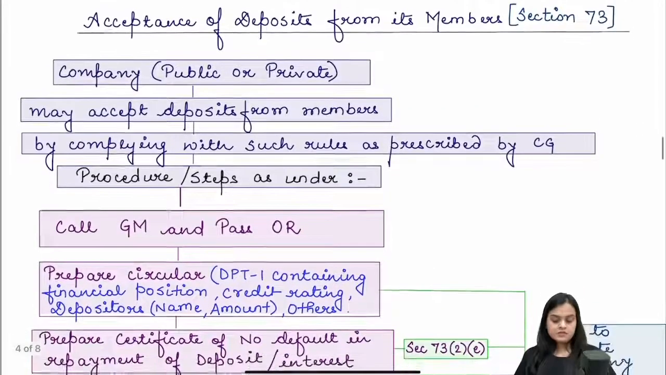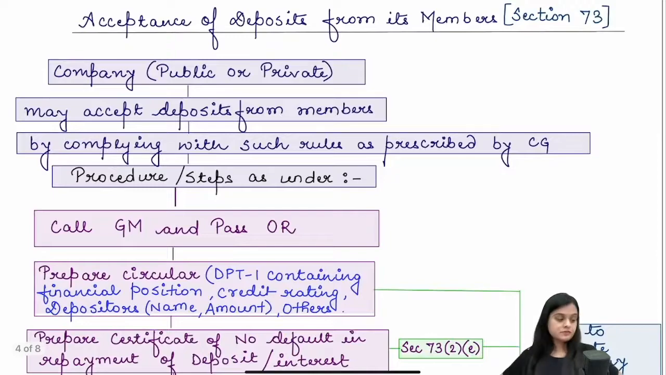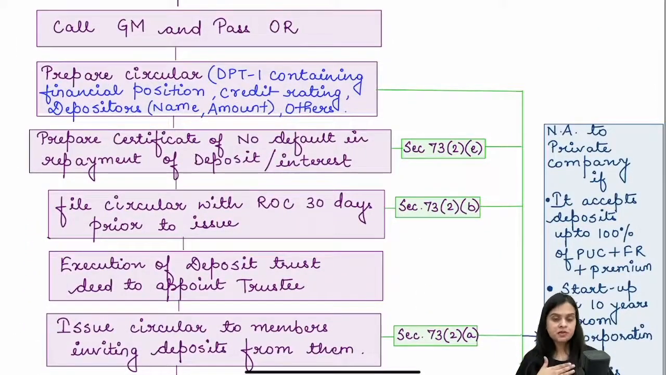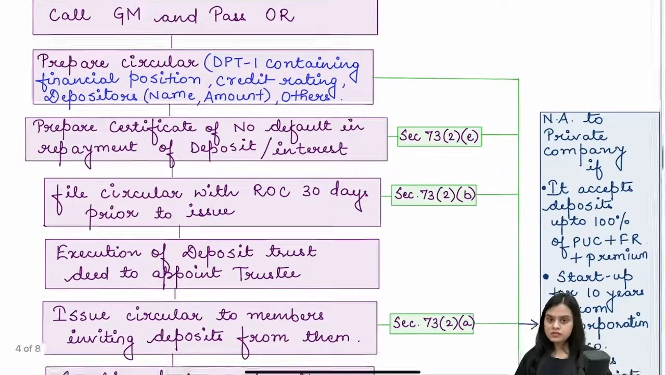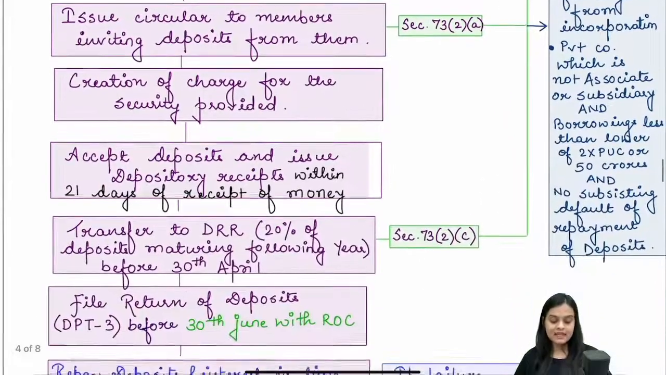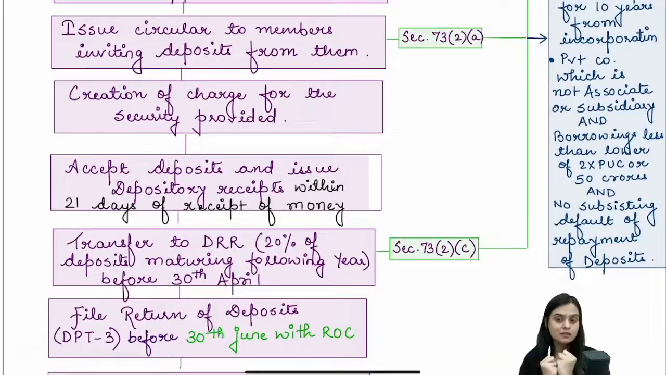Fine, ma'am. Now, firstly, section number 73. When you receive deposit from your members, what are the conditions that you have to comply with? First thing, call general meeting and pass ordinary resolution. So when your members permit, then you can accept deposits. Then you have to prepare a circular. What is preparing circular? It is nothing but like an offer document wherein all the details will be prepared. Okay. Then you also prepare a certificate that you have not done any default in repayment of any previous deposit or its interest thereon. File the circular with ROC, appoint a deposit trustee, execute a deed with them, and then issue the circular to members for inviting the deposits.